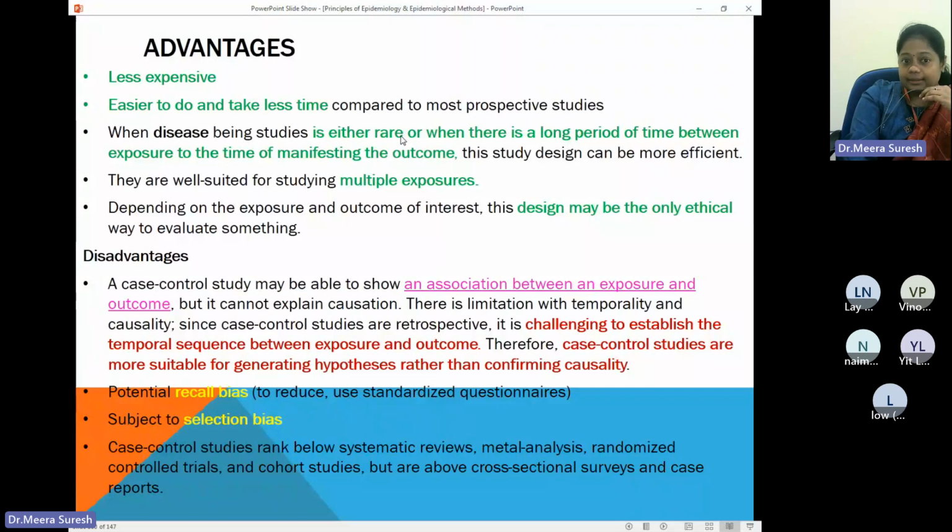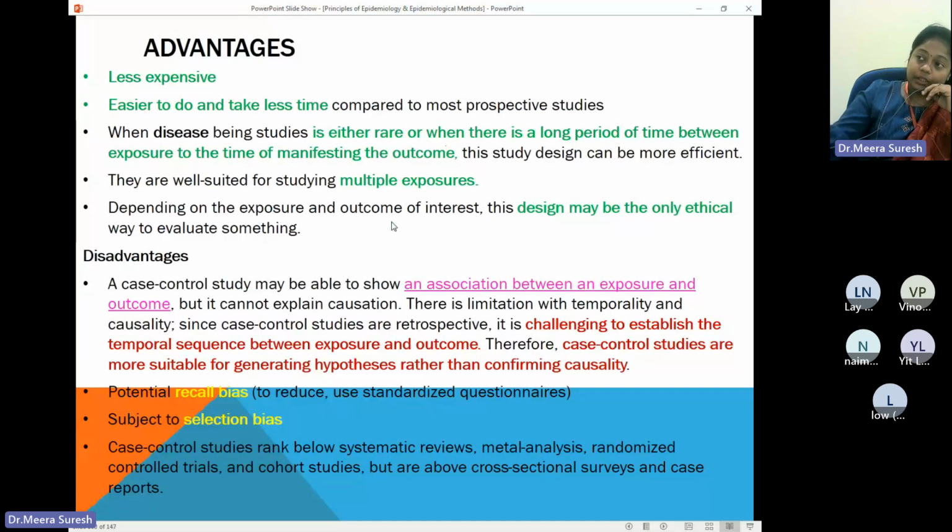because already the cases are there. So this is useful when the disease is either rare or when there is a long period of time between exposure and the outcome, like cancers. It is not that you smoke today and 2 months later you're going to develop cancer. Never.